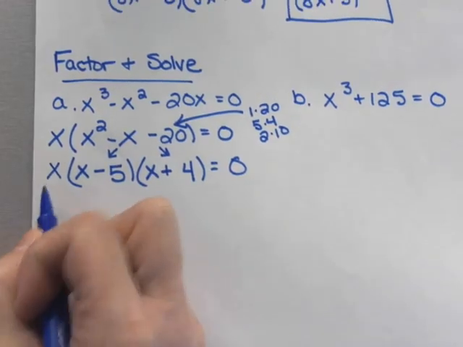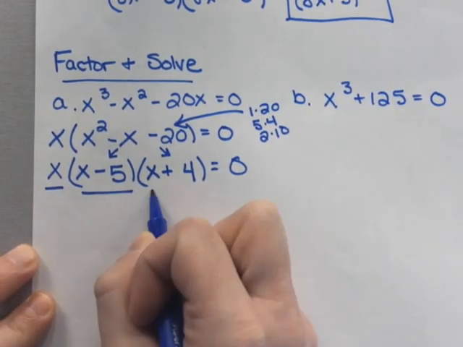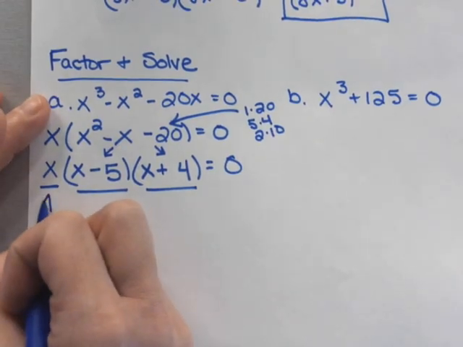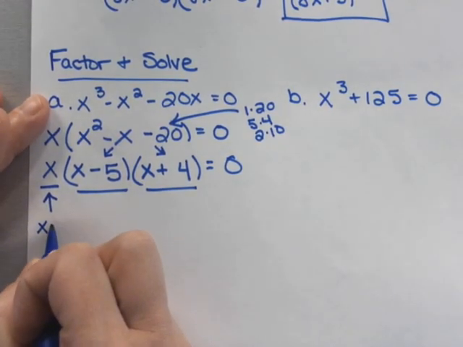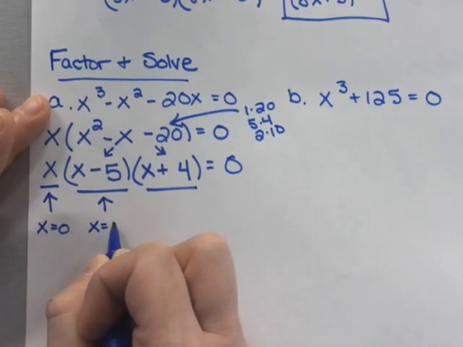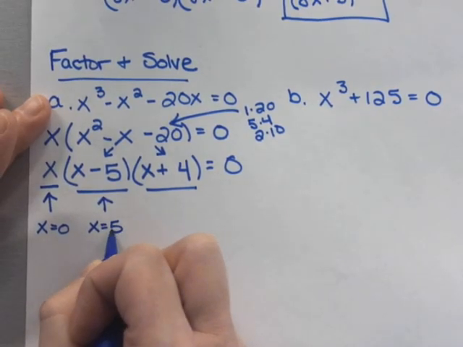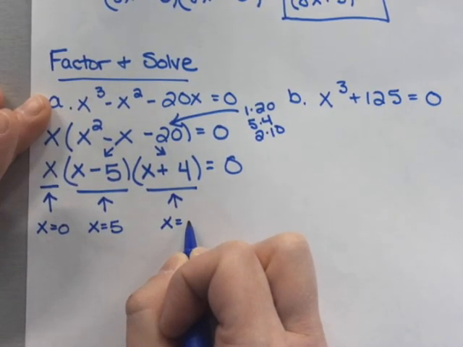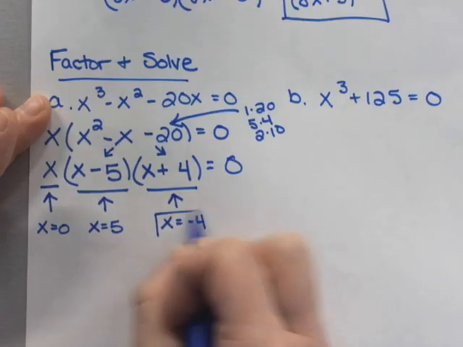So let's solve this. So I have 3 things being multiplied together that equal 0. The zero product property says one of those things must have been 0. What would make this 0 if x were... Positive 5. What would make this 0 if x were... Negative 4. And I'm done.